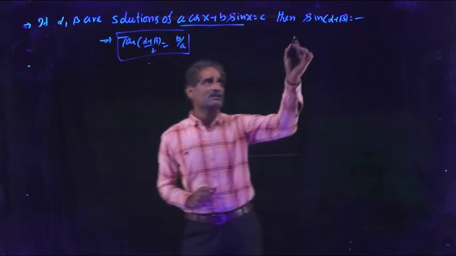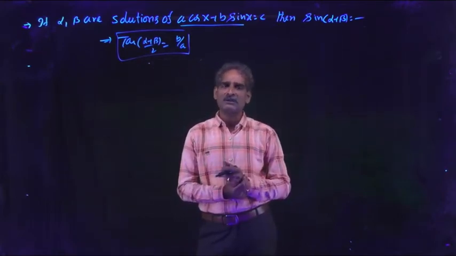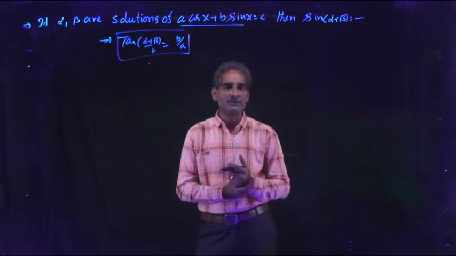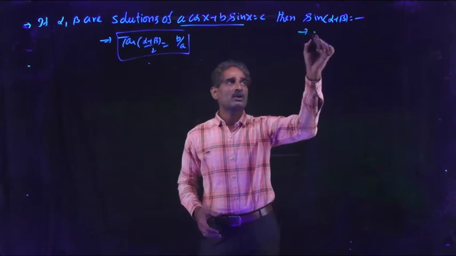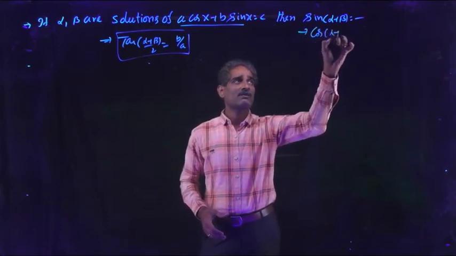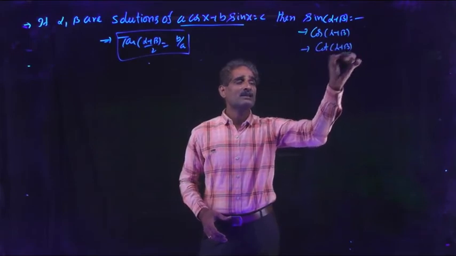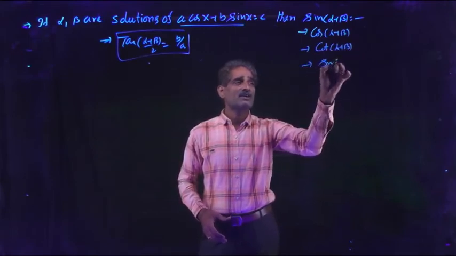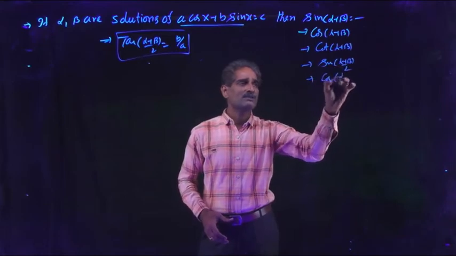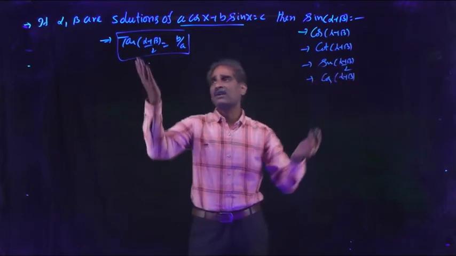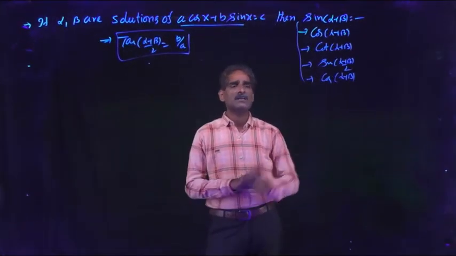You may be asked tan of alpha plus beta, cos of alpha plus beta, cot of alpha plus beta, sin of alpha plus beta by 2, cos of alpha plus beta by 2, and tan of alpha plus beta by 2. The direct formula is tan of alpha plus beta by 2, so we can do it directly also.